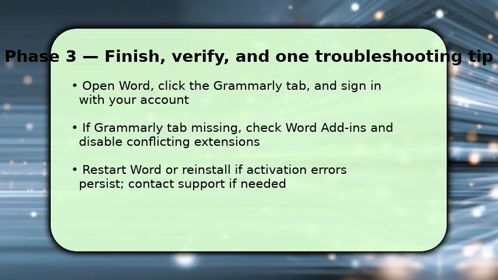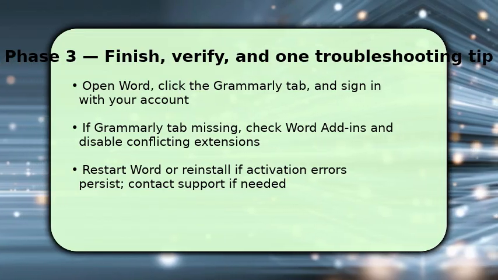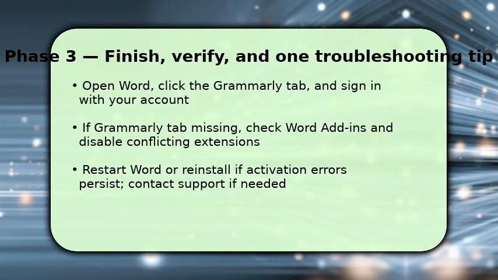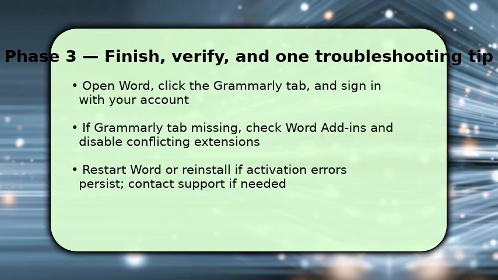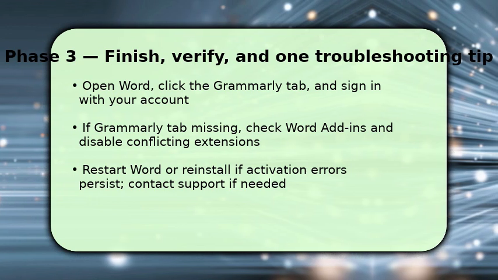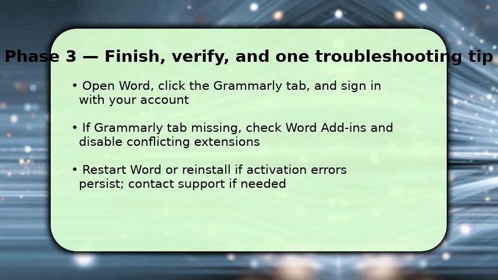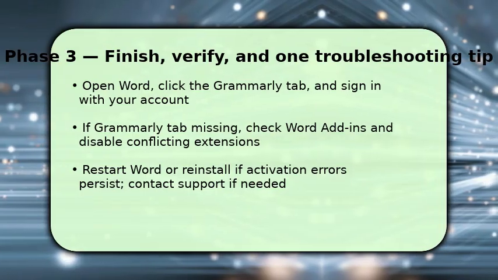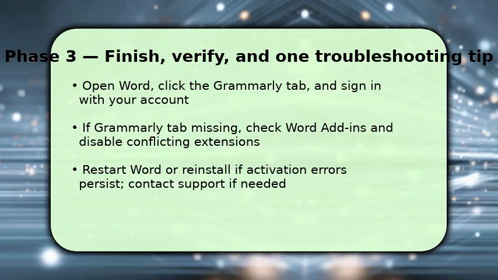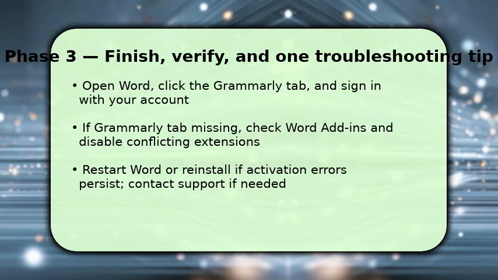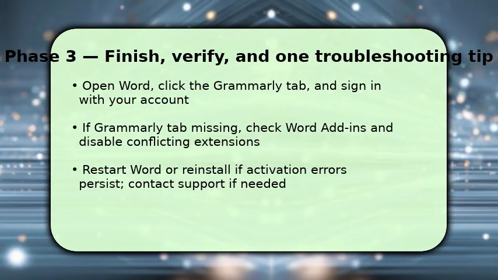If the Grammarly tab is missing, go to File, Options, Add-ins, and enable Grammarly under COM Add-ins. Disable other grammar tools to avoid conflicts. If problems persist, restart Word, reinstall the add-in, and then contact Grammarly support as a last resort. Most issues are permission or COM registration.